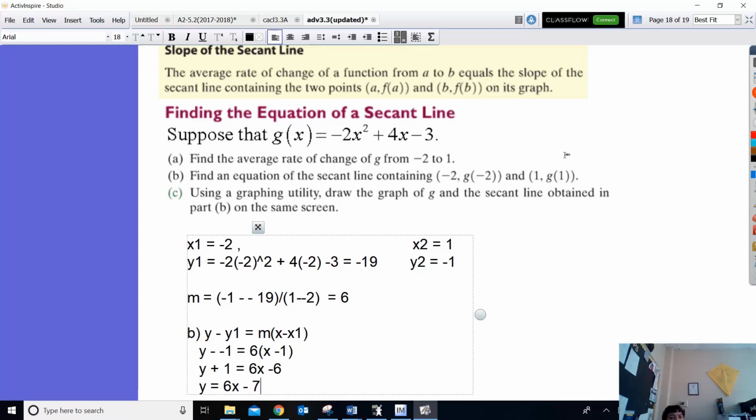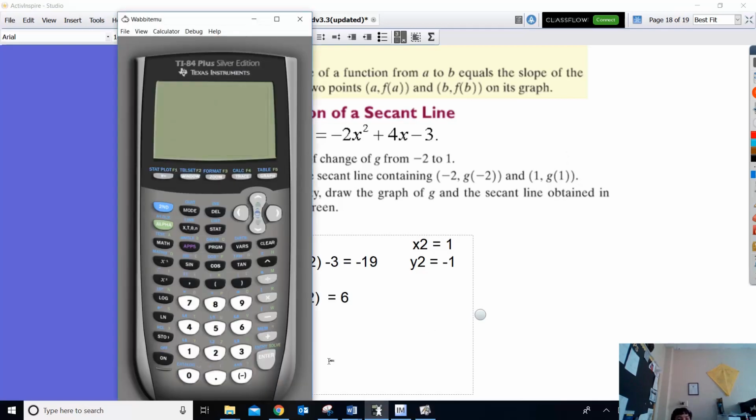That's 7. Now, they do want us to use the graphing utility to draw the graph of g and its secant line, just so you can see it. Wouldn't kill you. It'd help reinforce the definition of a secant line. Secant line is supposed to touch this graph how many times? Twice.